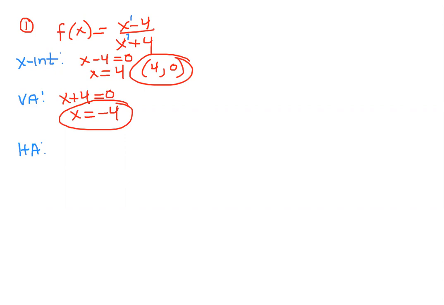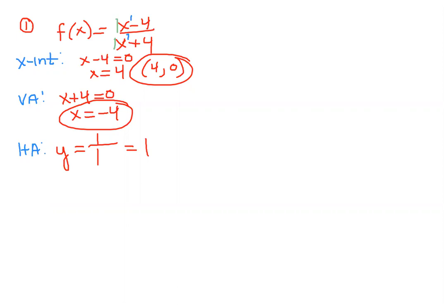So the horizontal asymptote is y equals the leading coefficient of the numerator, which is this one, over the leading coefficient of the denominator, which is that one. So it's y equals 1 is the horizontal asymptote.